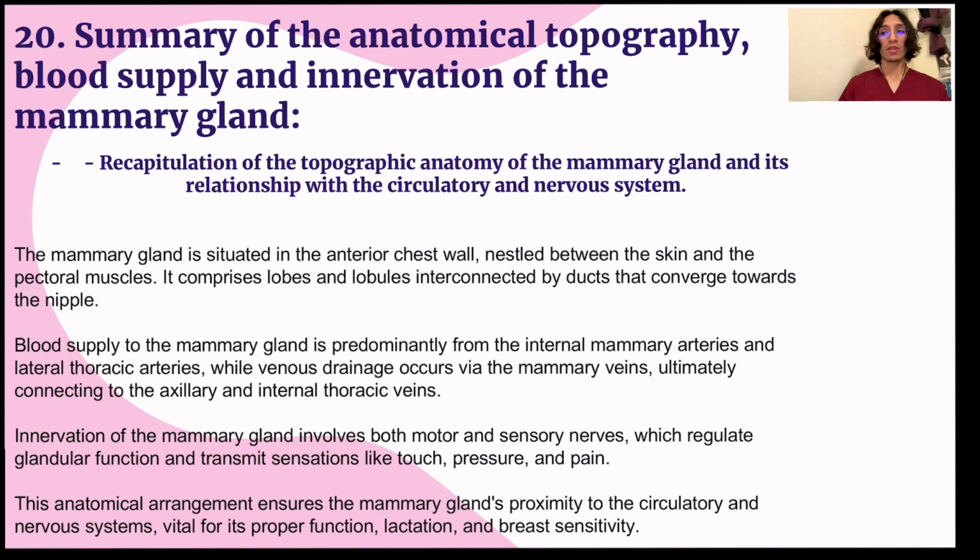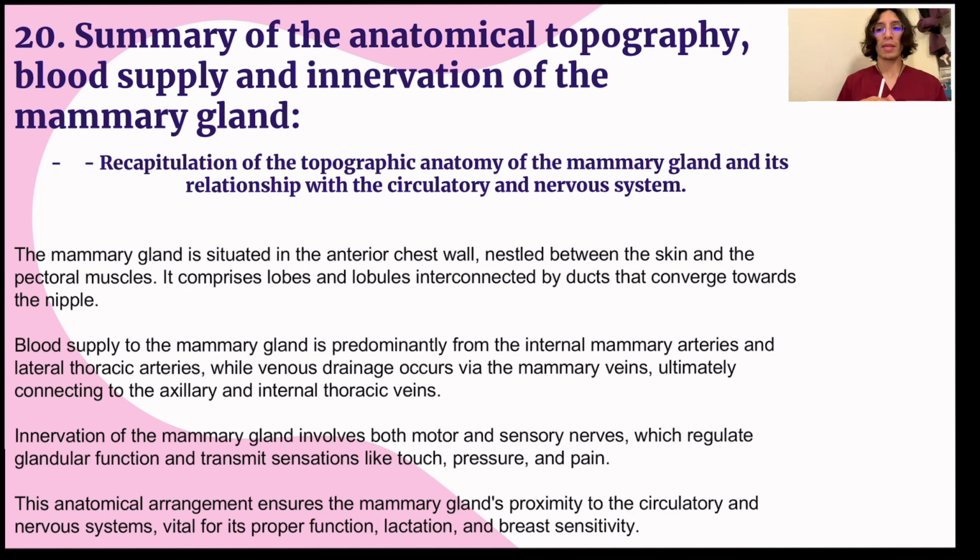Summary of the anatomical topography, blood supply, and the innervation of the mammary gland. The mammary gland is situated in the anterior chest wall, nestled between the skin and the pectoral muscles. It comprises lobules interconnected by ducts that converge towards the nipple.